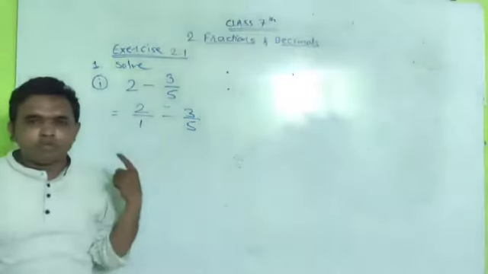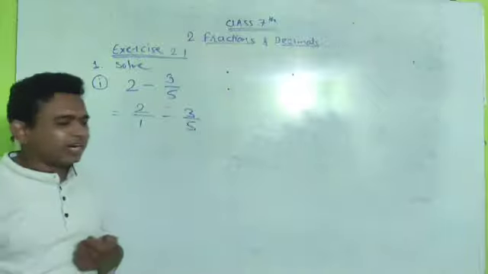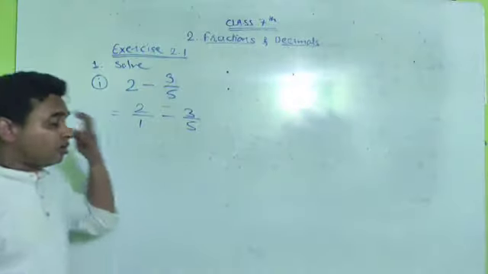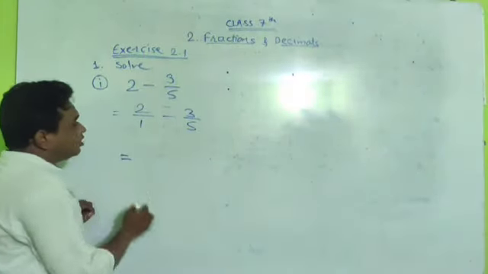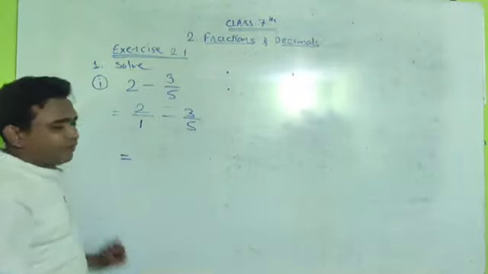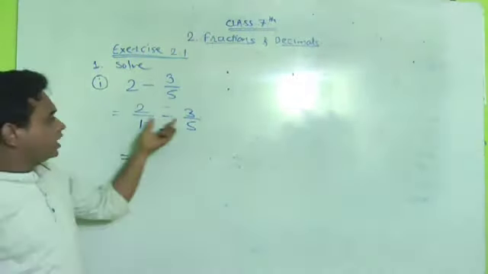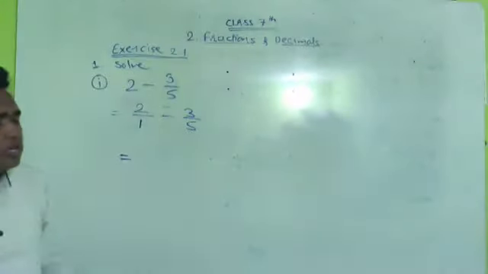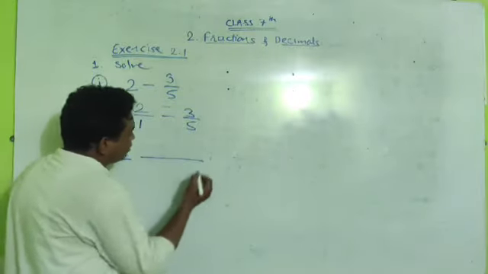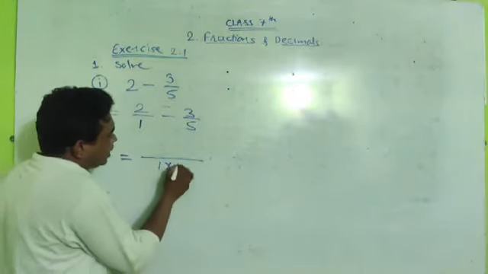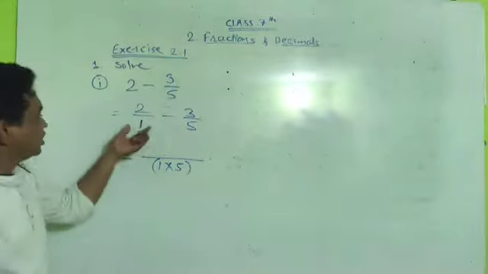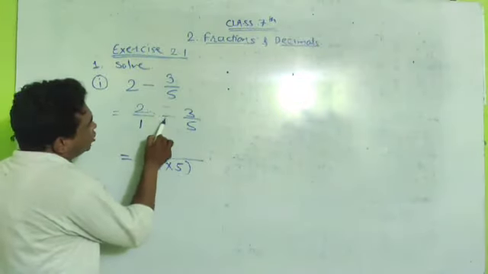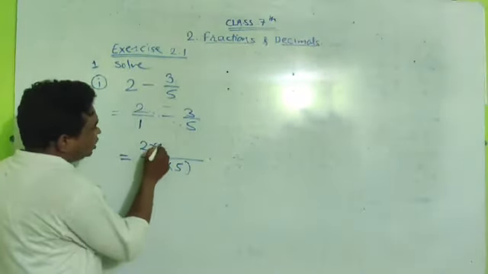Now 2 upon 1 is a fraction, and 3 upon 5 is already a fraction. So now we have to do the subtraction between both fractions. For doing the subtraction, firstly we concentrate on the denominator values. The first denominator value is 1 and the second denominator value is 5. Firstly, denominator multiplied by denominator, in this case 1 into 5. After that make the cross multiplication, like 2 into 5.